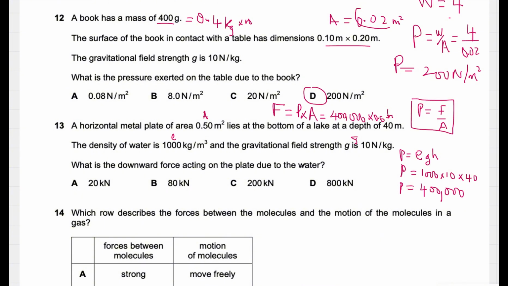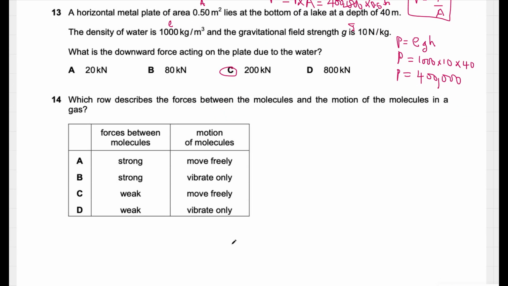Question number 13. So it's 200 because 0.5 means half of 400, which gives you 200. The kilonewton means 1,000, this one has replaced the kilo. So it's this one, C. Let's go to question 14.